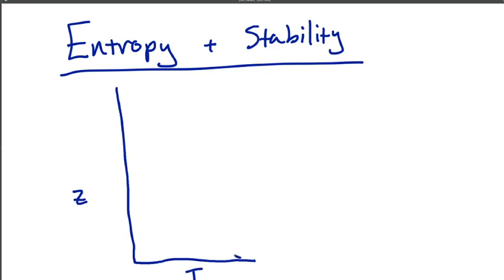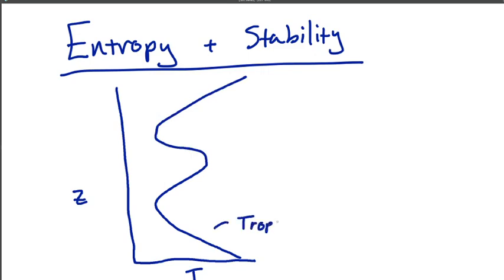If the temperature profile has some sort of shape to it, like this for the Earth's atmosphere, where we've got a troposphere, we've got a stratosphere, we've got a mesosphere, and a thermosphere, you might want to know, are these different temperature profiles stable or unstable to fluid motion?